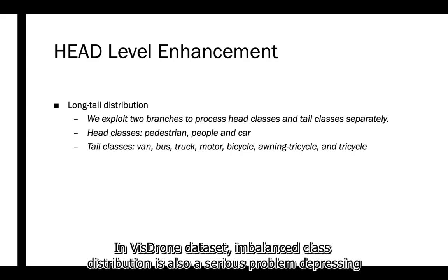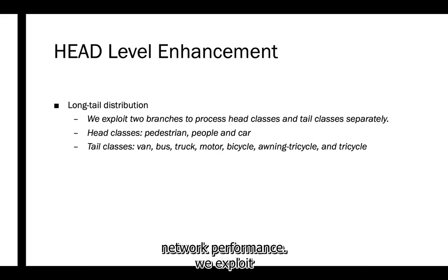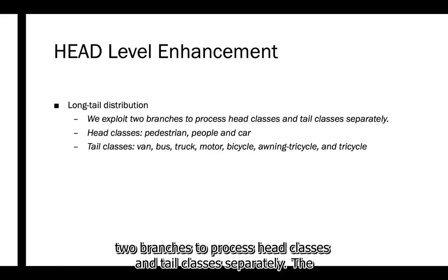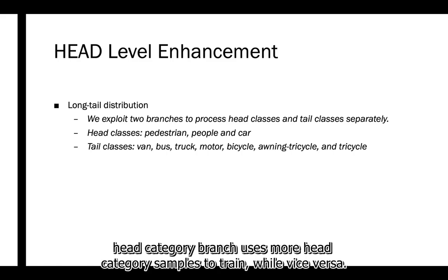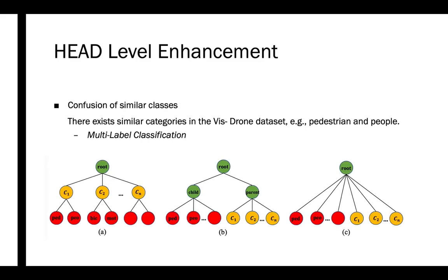In the VisDrone dataset, imbalanced class distribution is also a serious problem depressing network performance. We exploit two branches to refine head classes and tail classes separately. The head categories branch uses more head category samples to train, while the tail branch does vice versa.